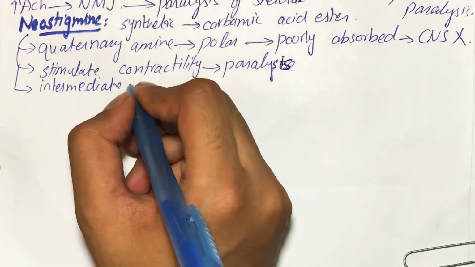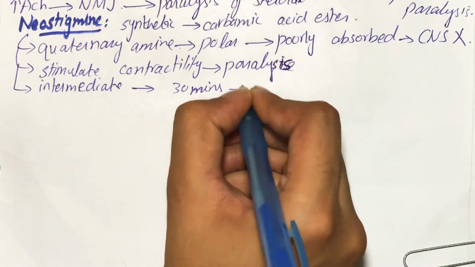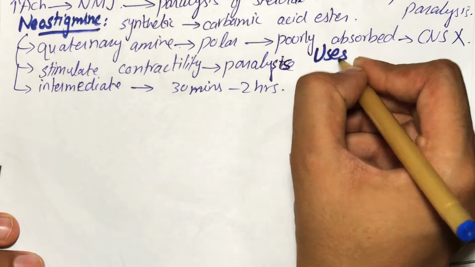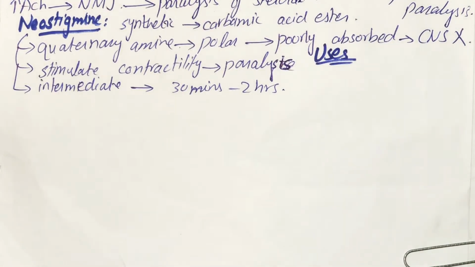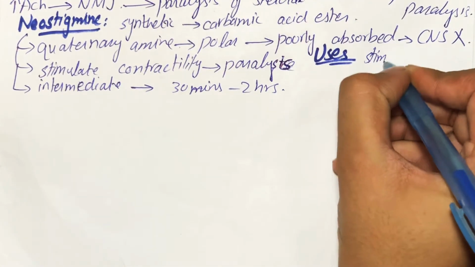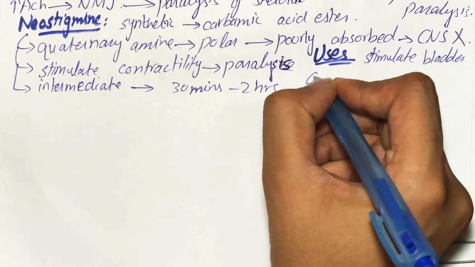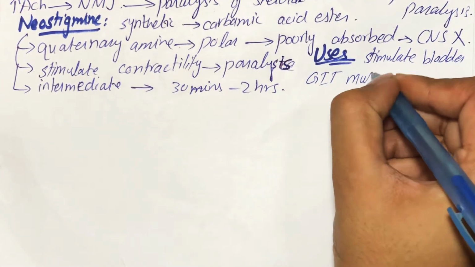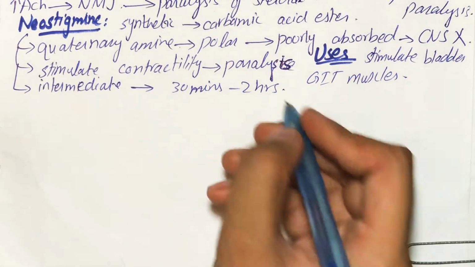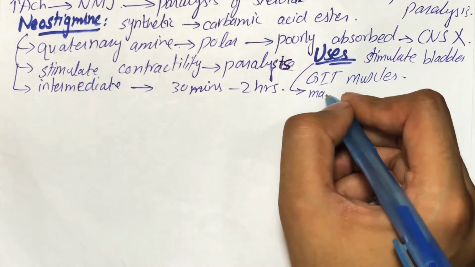because it has a duration of action of 30 minutes to 2 hours. So if we talk about the therapeutic uses of this agent, it is involved in stimulation of bladder and GI tract muscles. Not only this, it is also involved in management of Myasthenia Gravis.